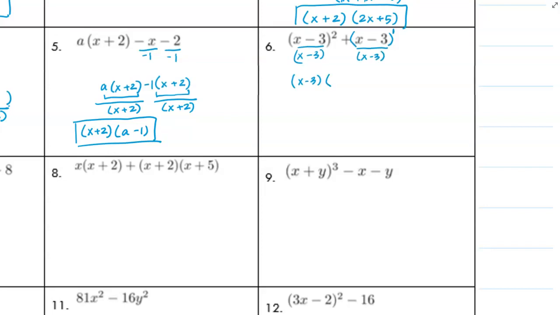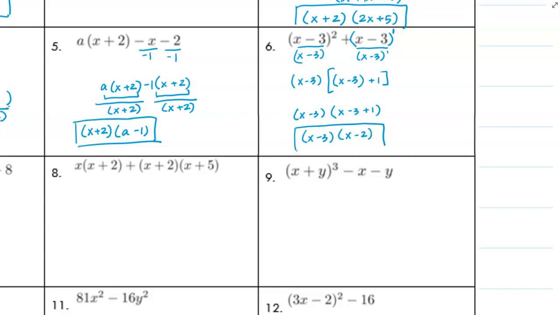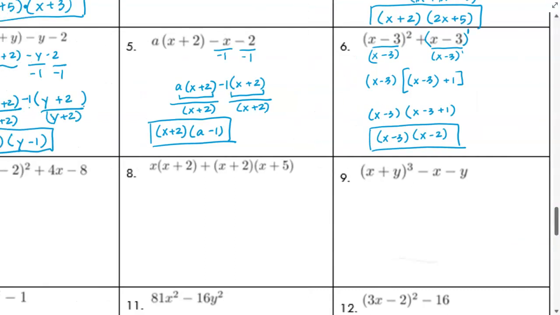I end up with, well, a bracket, x minus 3, one of those, because there were two, and x minus 3 and x minus 3, that cancels out, so we have a plus 1. So I could take that bracket off, and now it's x minus 3 plus 1, x minus 2. Just simplify inside the parentheses. Okay, good job.